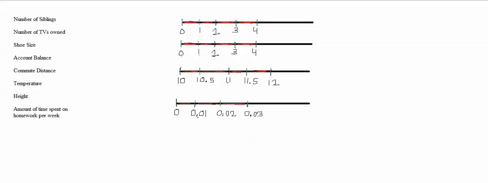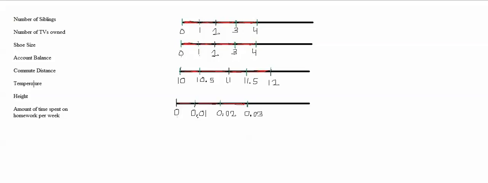Each of the first four examples were all discrete variables. Number of siblings, number of TVs owned, shoe size, and account balance were all discrete variables. They were discrete variables because there were gaps between the possible values on the number line. In other words, the possible values were separated from each other. They were separated by these red gap areas.